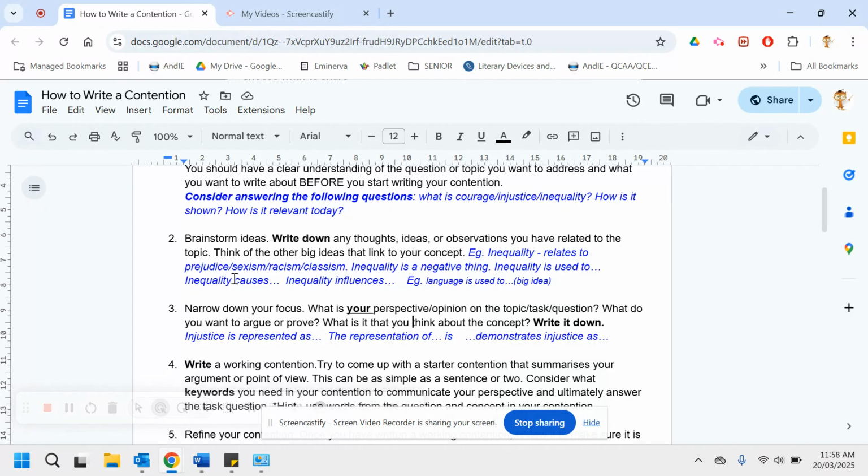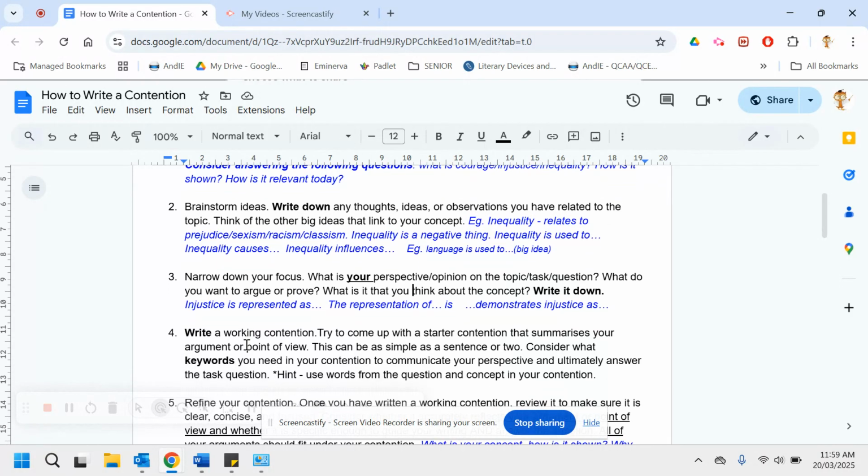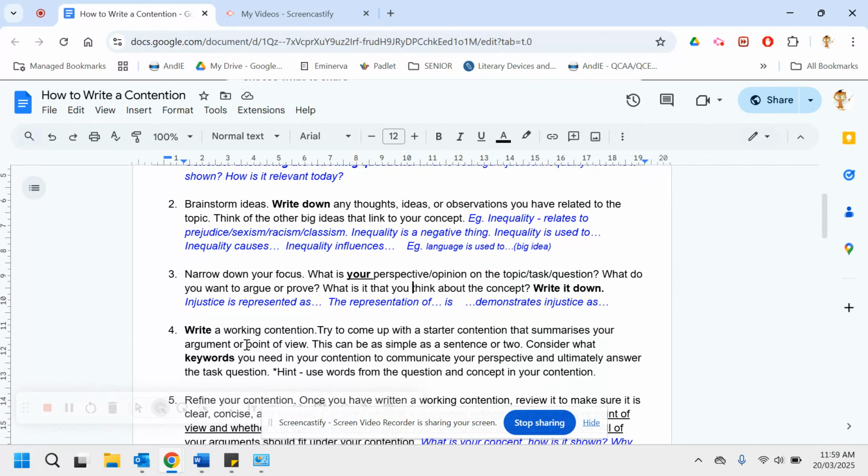So, what do you want to argue? What do you want to prove? What is it that you think about the concept? And I want you to write it down. So, for example, you could say that injustice is represented as a negative thing, particularly in terms of the courtroom. You could say that injustice is shown in the film through racial injustice or unequal access to legal representation, or that it's shown through racial bias or systemic barriers in the community. It's up to you, really, what you think it is and how it's represented or shown.